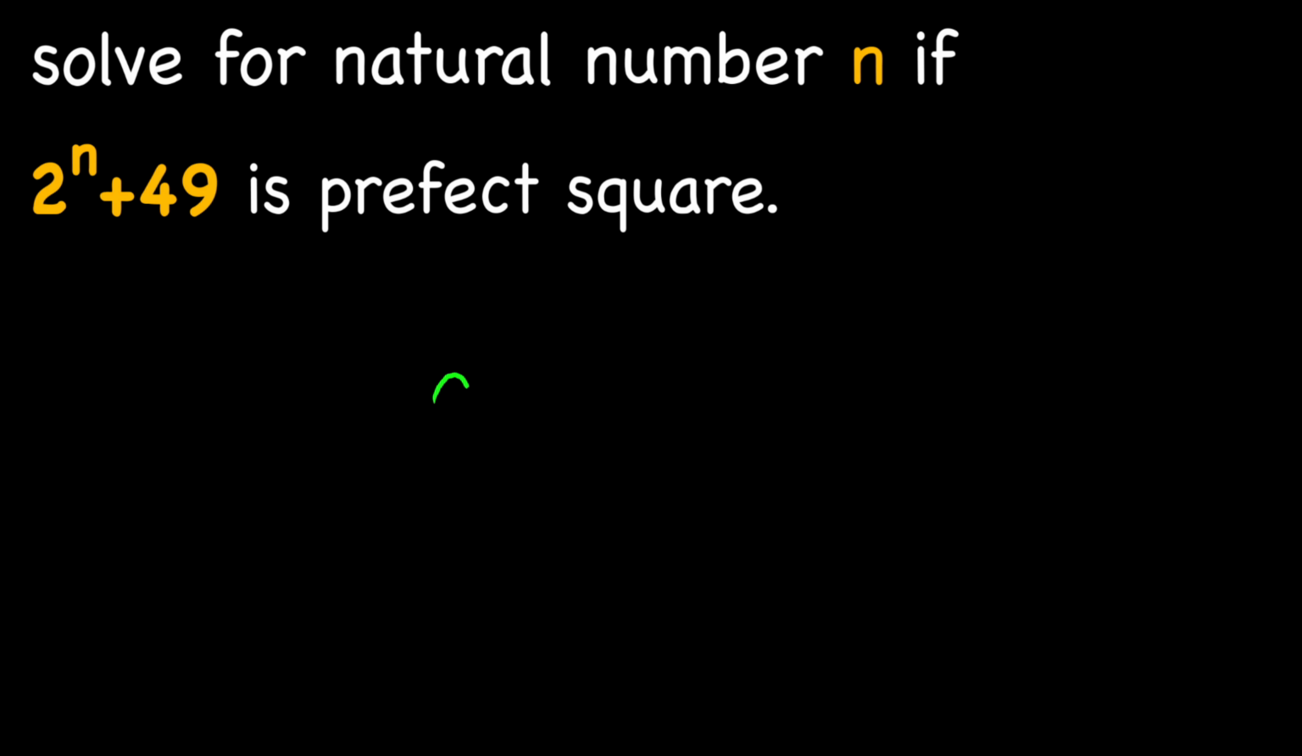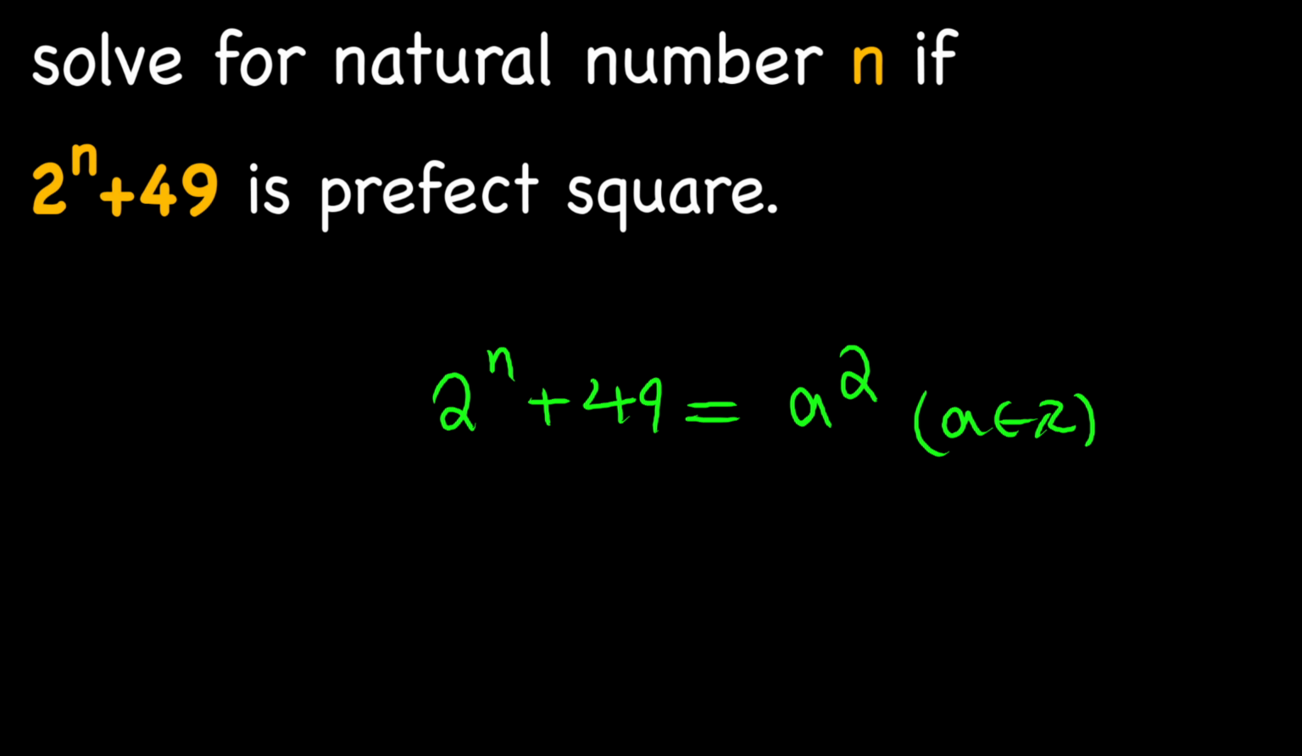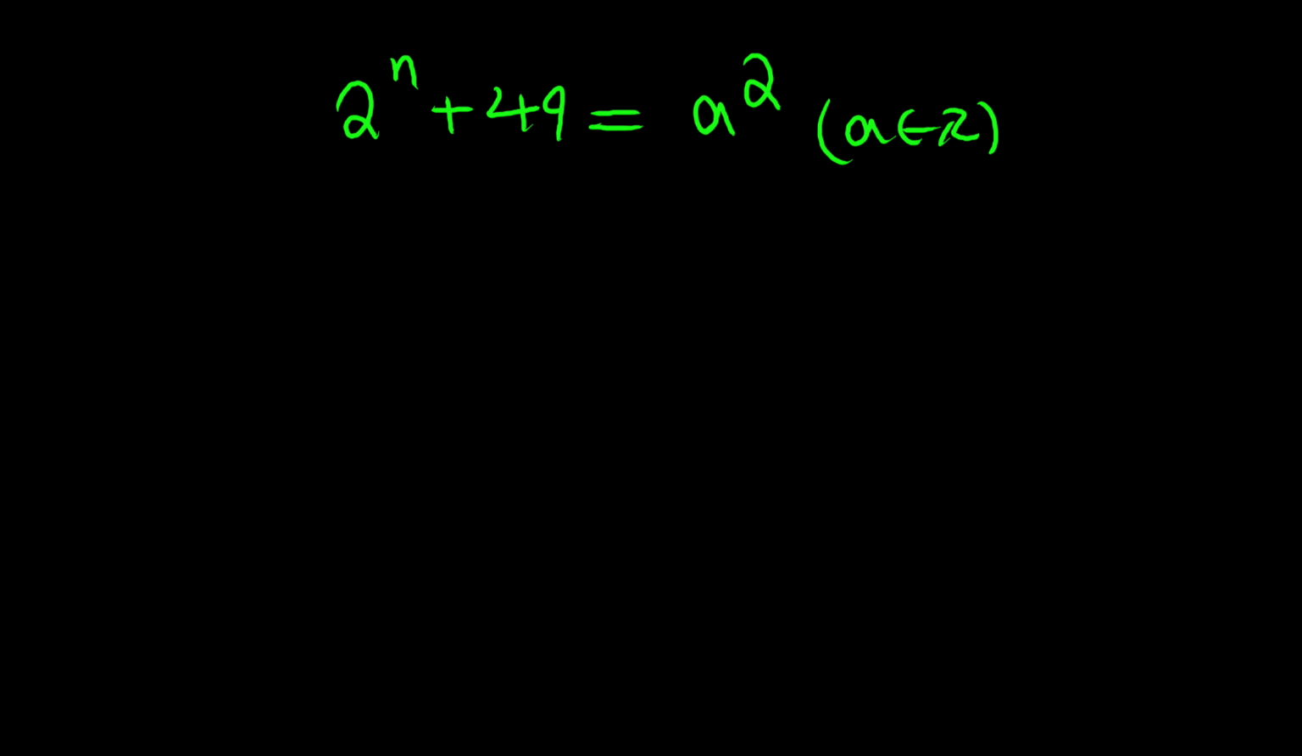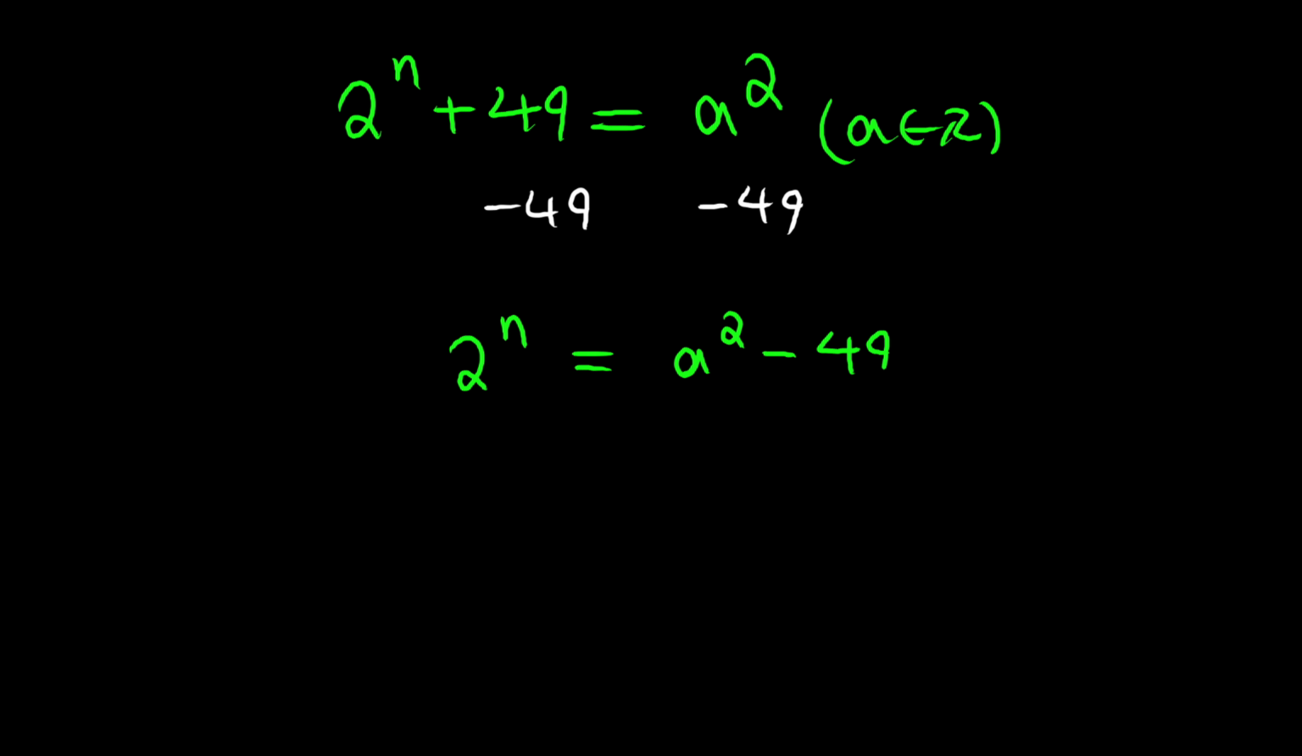So let's say that 2 to the power of n plus 49 is equal to something like a squared, where a is an integer. So we wanted 2 to the power of n plus 49 to be a perfect square, so we set it equal to a squared. And now, let's go ahead and subtract 49 from both sides to get 2 to the power of n isolated. So 2 to the power of n will equal a squared minus 49.